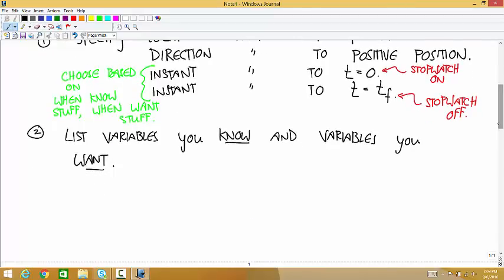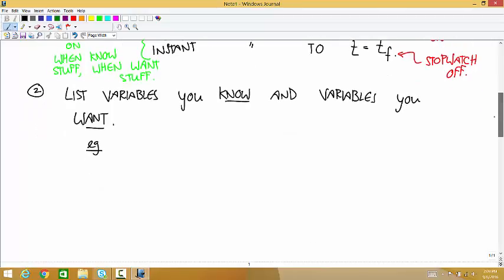Okay, so the variables that you know and the variables you want, for example, once you've specified these 4 things, I usually write it out in 2 columns like this. So here's the stuff I know, here's the stuff I want. We might know the acceleration, the initial velocity, that's the velocity when time is equal to 0, the final position, and the position when time is equal to 0. And we want to calculate the velocity when time is equal to time final. Okay.